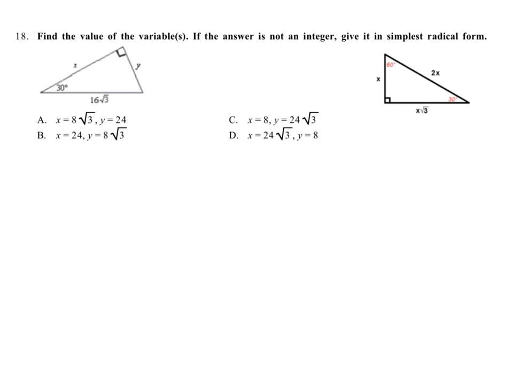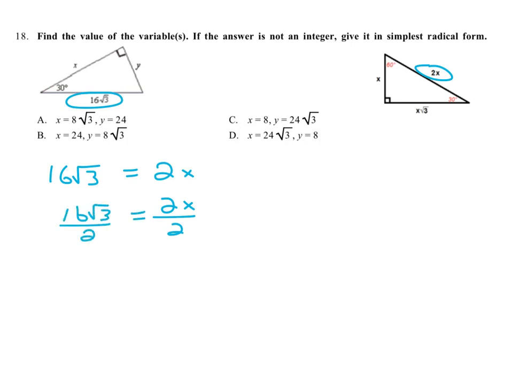But let's see. The one side we do know here is the hypotenuse as 16 root 3. So we can say 16 root 3 is equal to, what do we have over here on the hypotenuse? We have that equal to 2x. So we set that equal to 2x. And then if we wanted to solve for x, we'd have to divide by 2. We get 16 root 3 divided by 2. Well, that 16 can be divided by 2 to be 8 root 3. And that's what x is equal to.